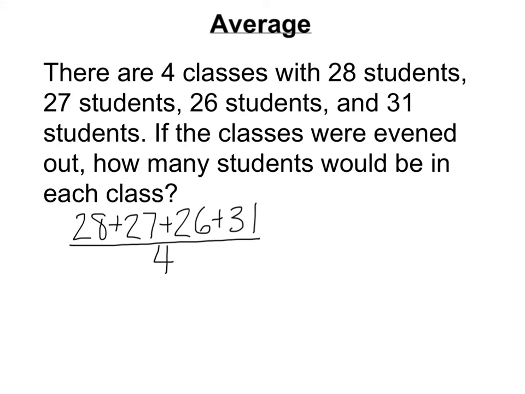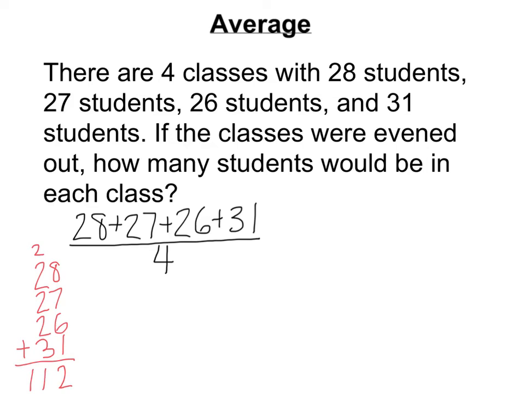This requires a little bit of scratch work, so off to the side, 28 plus 27 plus 26 plus 31. We add that up. 8 and 7 makes 15, plus 6 makes 21, plus 1 makes 22. Put the 2 down, carry the other 2. 2 plus 2 plus 2 plus 2, so 4 2's is 8, plus the 3 is 11.